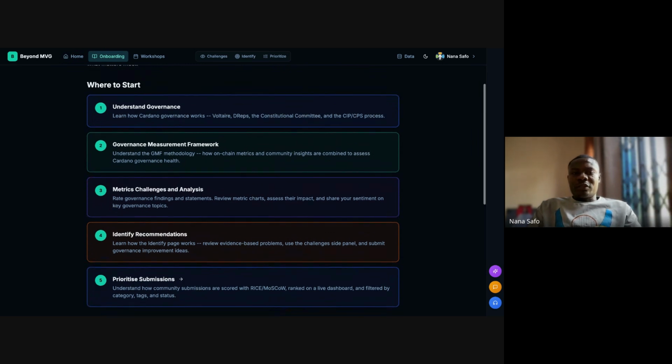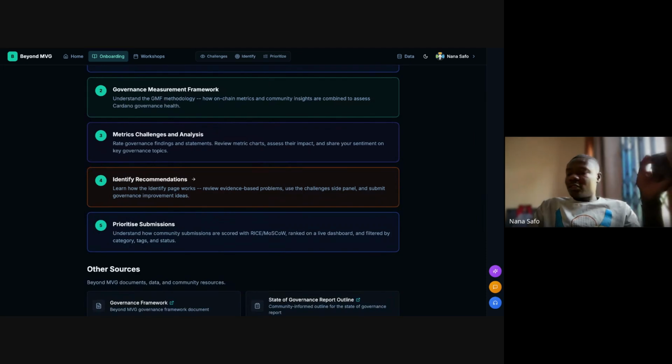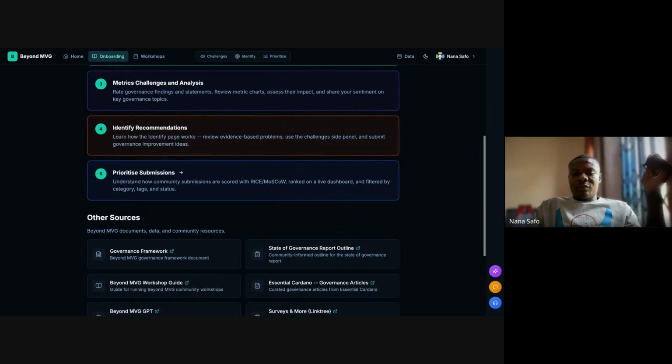But pretty much these are the steps that we are going to do with this particular workshop. Given that you are new here, we'll start off with understanding some governance, which I believe you've already attended some governance workshops, so you have pretty good information about Cardano governance at large. And then there's this governance measurement framework that we came up with. I don't know if you have had a chance to take a look at it, but it is also there. And then there's the metrics, challenges, and analysis. And then, of course, we'll identify some recommendations and then prioritize submissions for these recommendations.